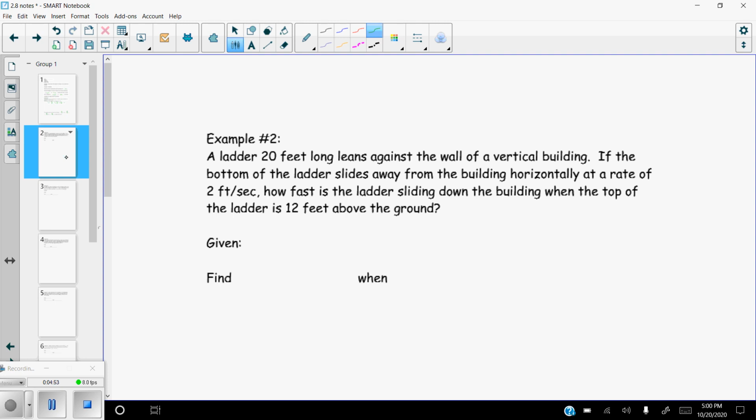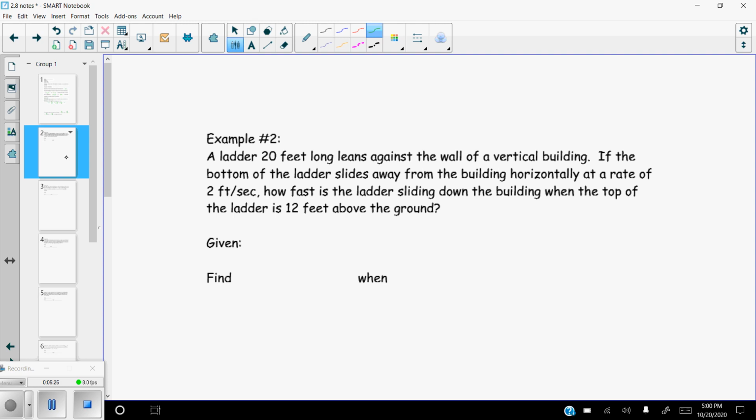Okay, so it says, a ladder 20 feet long leans against the wall of a vertical building. If the bottom of the ladder slides away from the building horizontally at a rate of 2 feet per second, how fast is the ladder sliding down the building when the top of the ladder is 12 feet above the ground? Got it? Everybody knows all the information? Yeah, me neither. So you've got to go back and read these things multiple times sometimes. You can't just read it one time and be like, oh, I know everything. If you do, awesome, but most of us are not going to be able to do that. So we're going to go back.